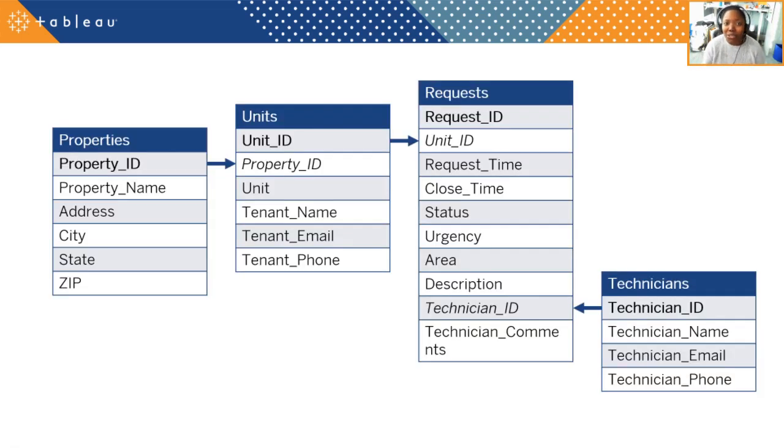So before I hop too far, I want to show you guys what the data looks like. So we've got the data in a SQL Server, and our main table here is the requests table. So each time a new maintenance request comes in, we have the time of the request, some information about the description, and then our technicians we have assigned to each request, and then each request is, of course, related to a particular unit in the properties. So I'll talk about this a little bit more, but that's the idea of the structure of our database here today.